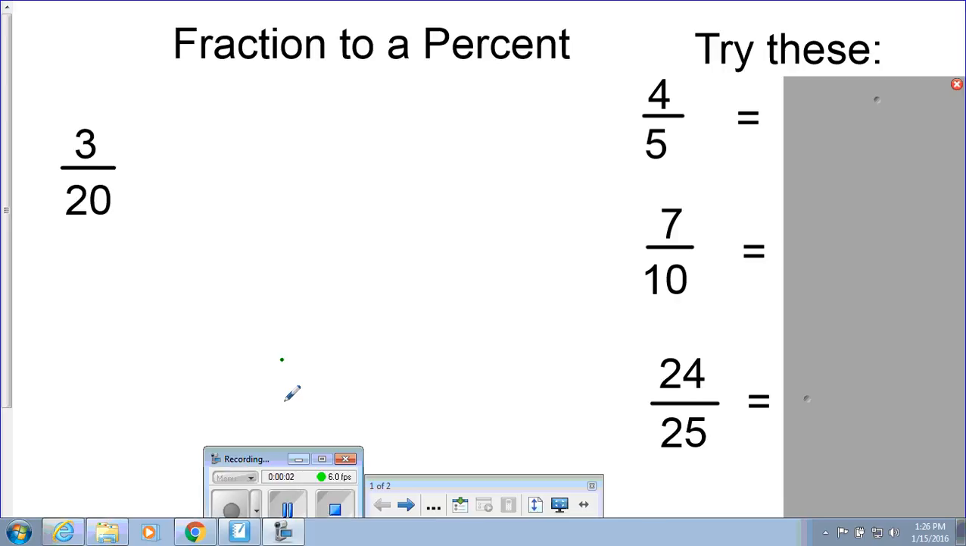Hey everyone, this is Miss Asmo with a review of converting a fraction to a percent. Let's take a look at our easiest case scenarios.